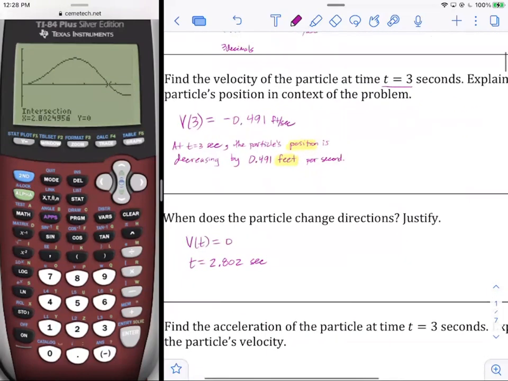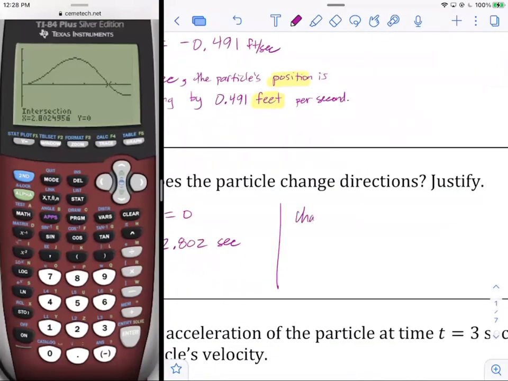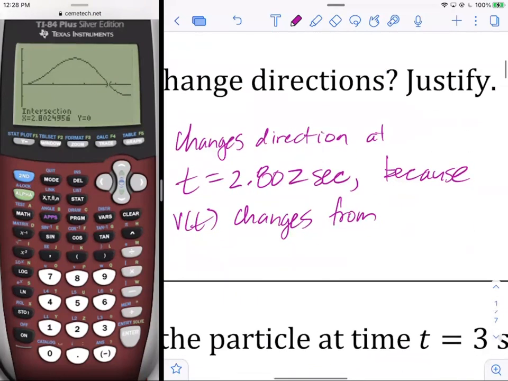And it says to justify. Okay. Let's go ahead and write the sentence then. Changes direction at t equals 2.802 seconds, because v of t changes from what to what there? Positive to negative. Good. Changes from positive to negative.